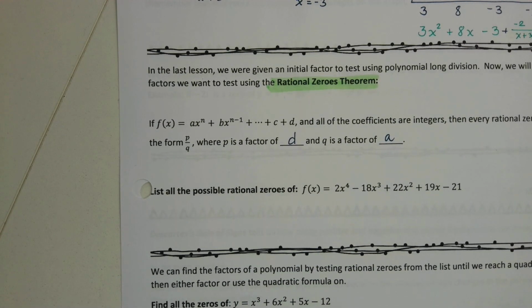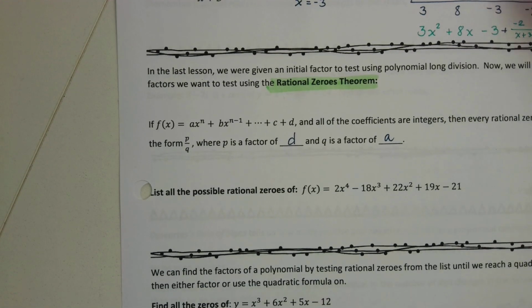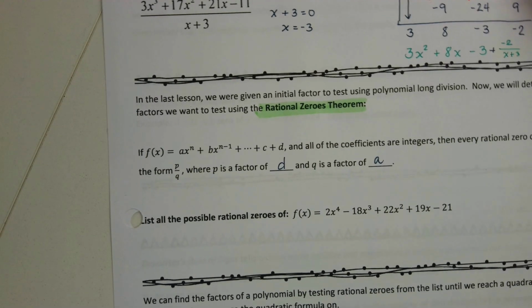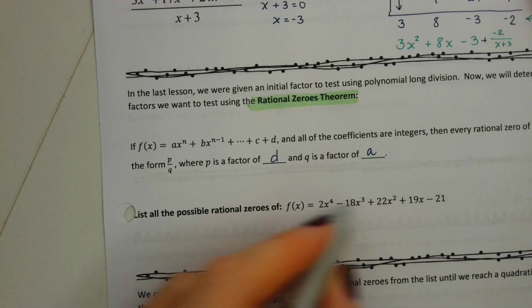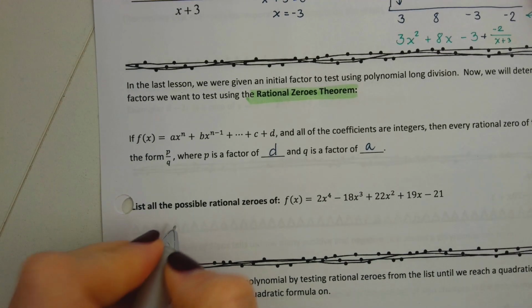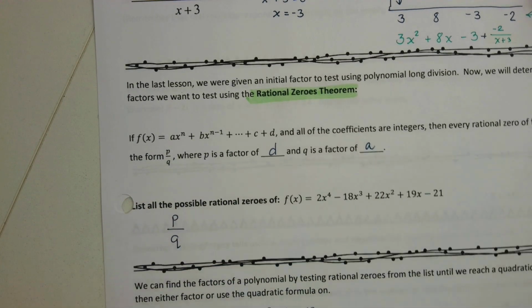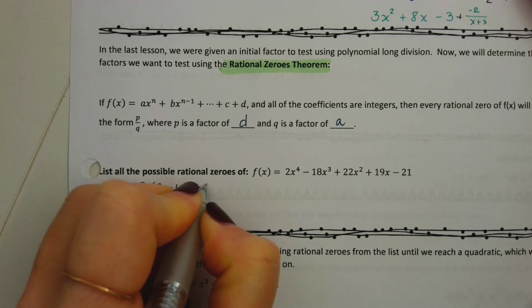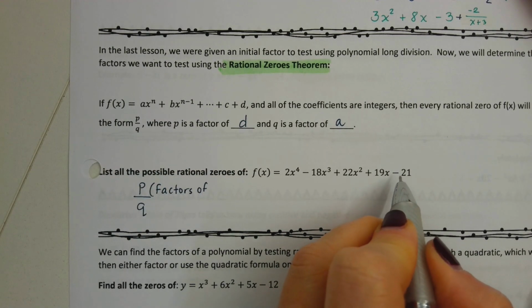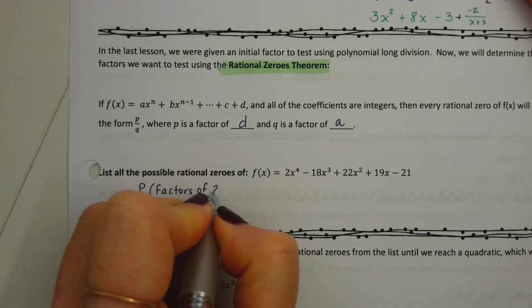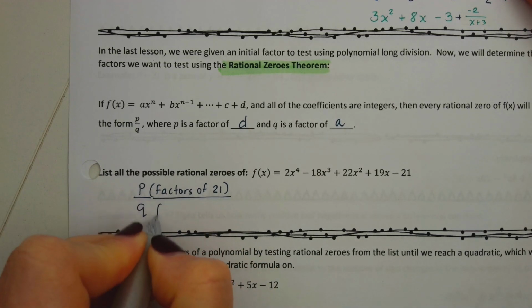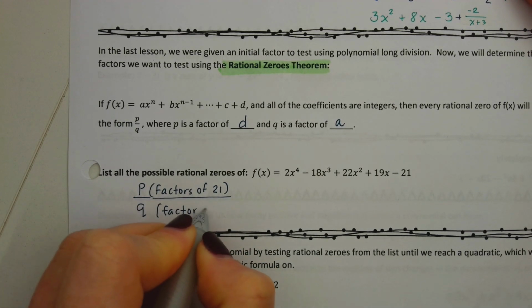Alright. So on this first one here, we're going to look for all the possible rational zeros. So not just what are the solutions, but what are the possible solutions using the rational zeros theorem. The rational zeros theorem says that any number that could be a solution to this is going to be in the form P over Q, where P stands for factors of this little constant that's at the end, and you don't even have to use the negative. You just have to write factors of 21. And Q stands for factors of the leading coefficient, factors of 2.